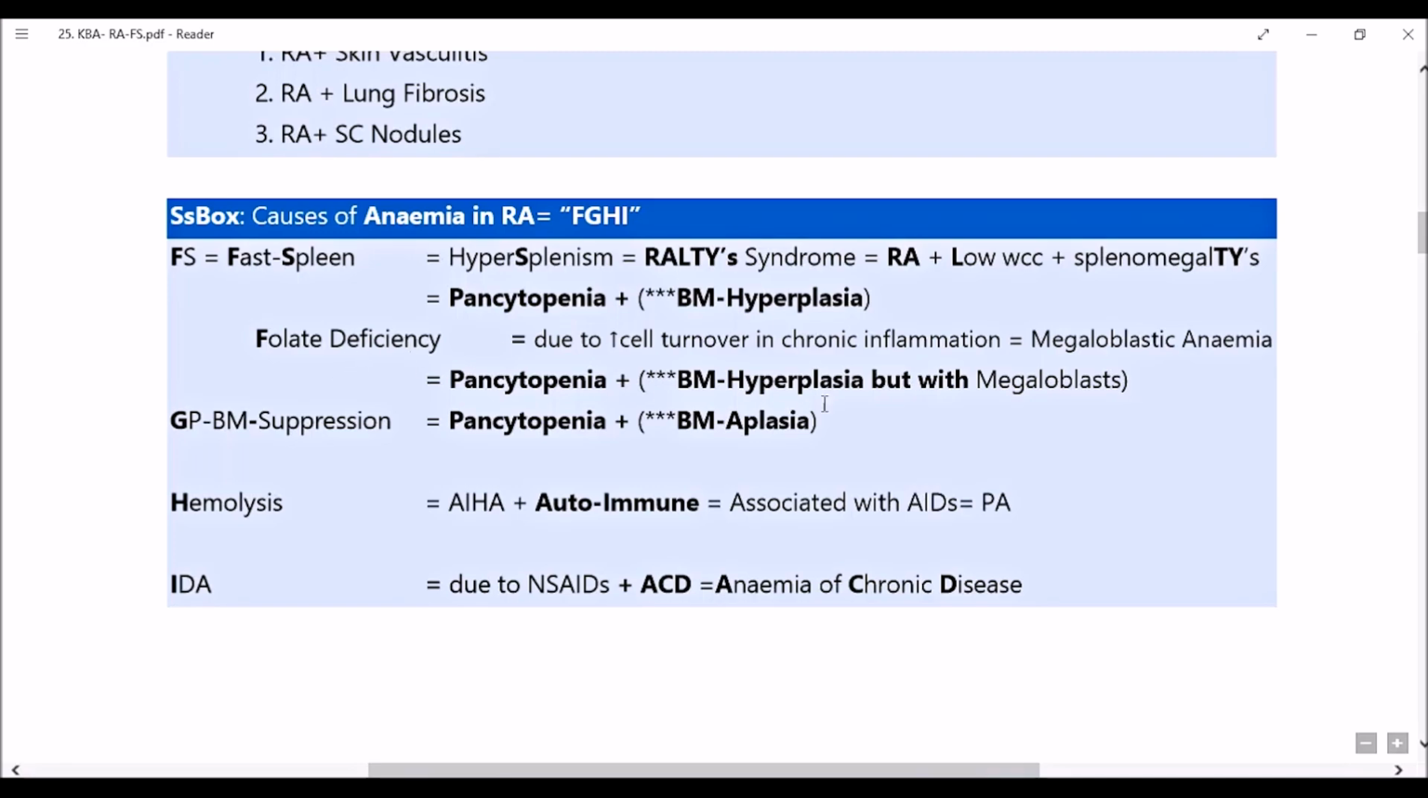Once again, the folate deficiency due to increased cell turnover in chronic inflammation leading to megaloblastic anemia. The findings are pancytopenia with bone marrow hyperplasia, but in megaloblast. GP, bone marrow suppression, pancytopenia, but with bone marrow aplasia. H for hemolysis, autoimmune hemolytic anemia, associated with autoimmune diseases like pernicious anemia. And also iron deficiency anemia due to NSAIDs, and also anemia of chronic disease. These two reasons can cause iron deficiency anemia.